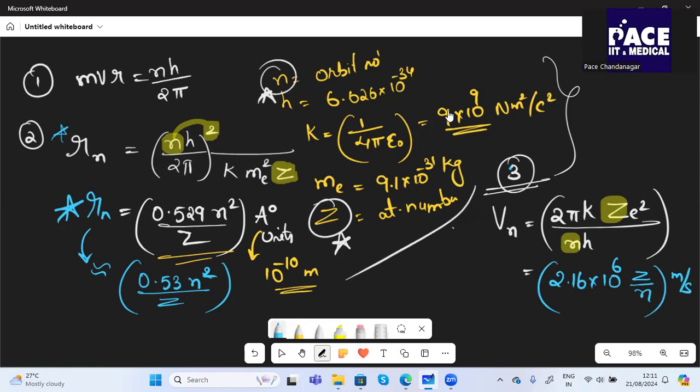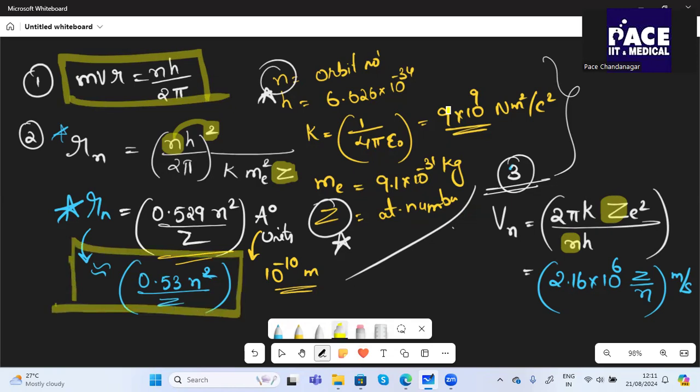2.16 times 10 to the power 6 Z by N. This should be remembered. This is the velocity of the nth orbit. So right now we are done with 3 of the formulations. You should remember 3 formulae. Number 1, mvr equals nh by 2 pi. Then the radius of the nth orbit and the velocity of the electron in the nth orbit.